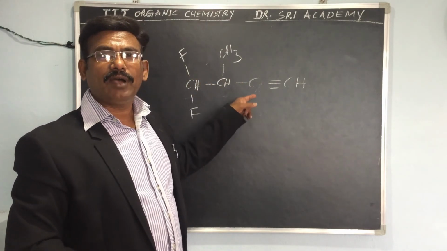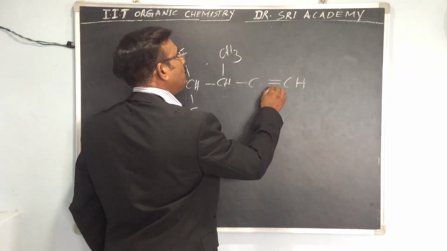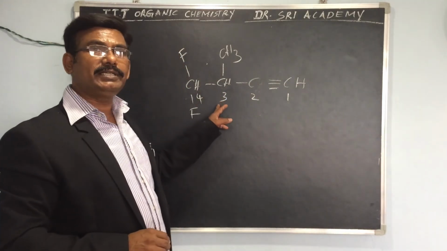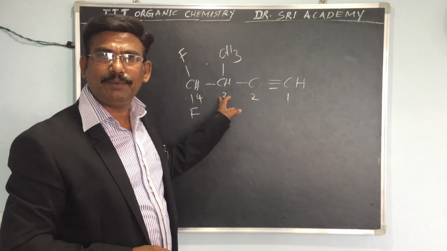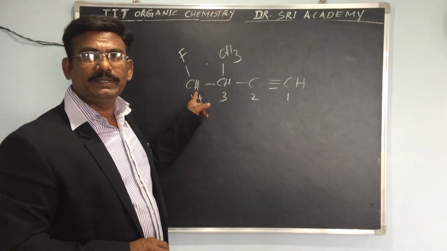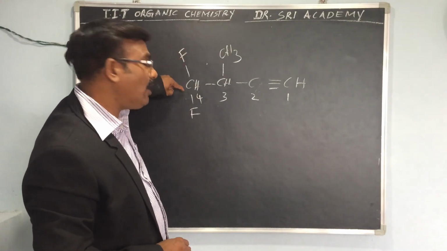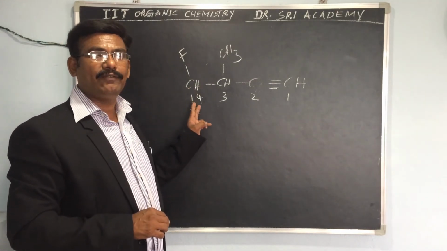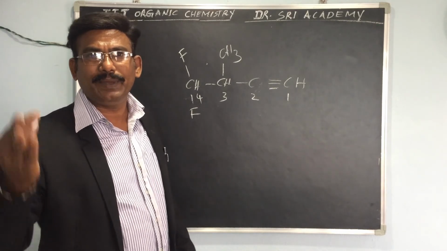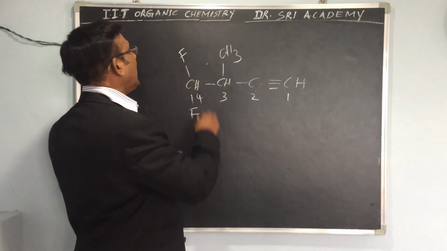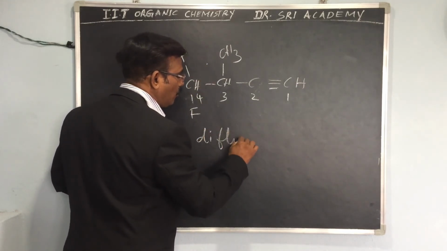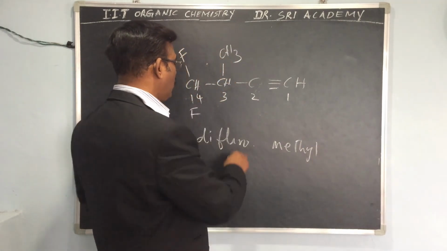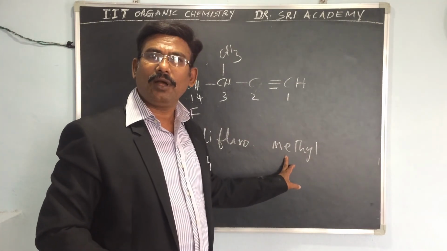So how can you give the name? Now the triple bond is there, you have to number 1, 2, 3, 4. The methyl group is present on the 3rd carbon position, and 2 fluorines are present on the 4th carbon atom. That is difluoro. So how can you write the IUPAC name? First of all, difluoro and methyl, these two are substituents.